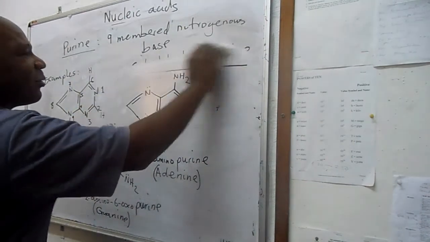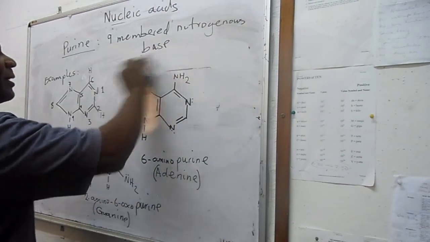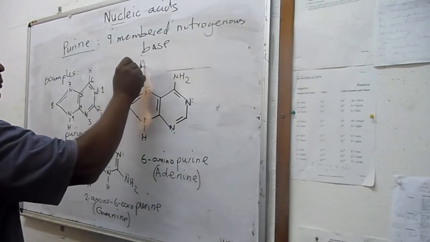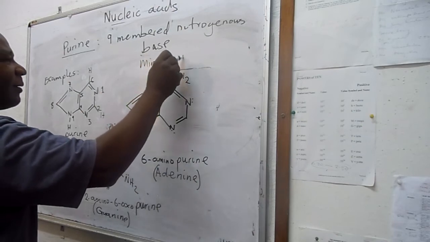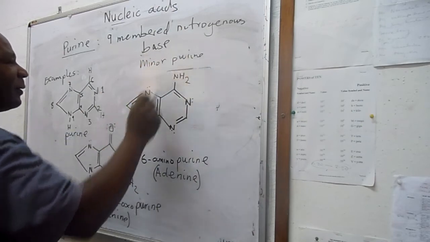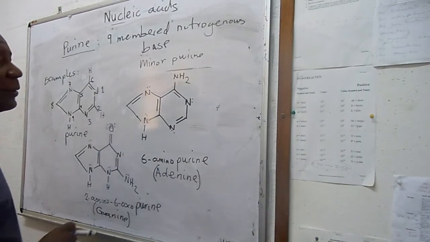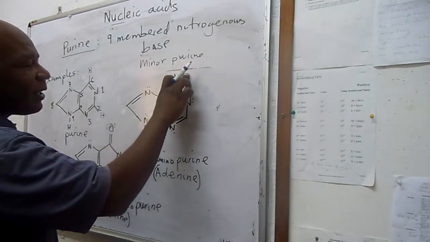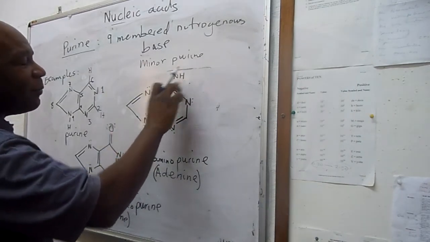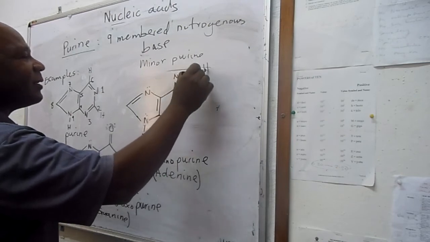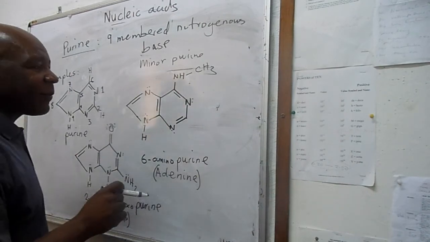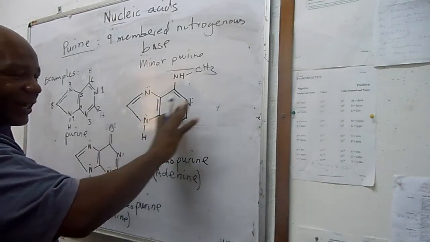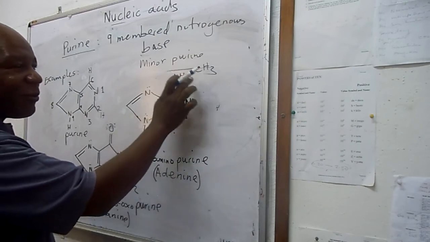So for the minor bases, let me give one example of a minor base, a form of minor purine. We can have, for instance, this amino group methylated like that. In that case, this is a minor purine. But how do you name such?